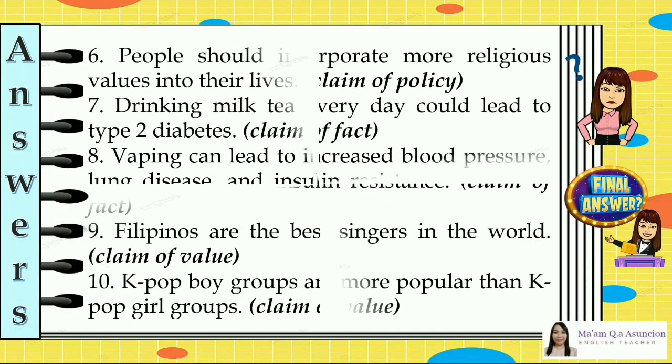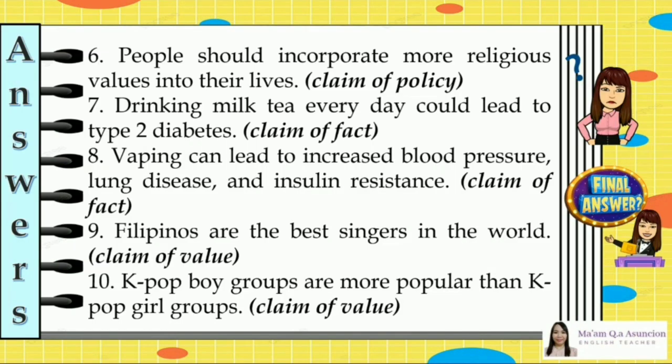Here are the answers for number 6 to 10. Number 6, claim of policy. Number 7, claim of fact. Number 8, claim of fact. Number 9, claim of value. And number 10, claim of value.